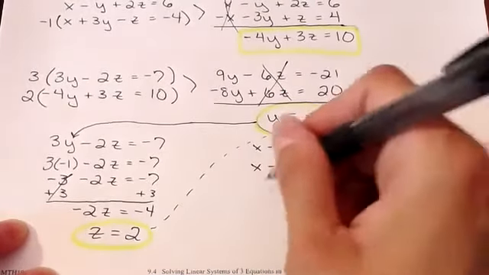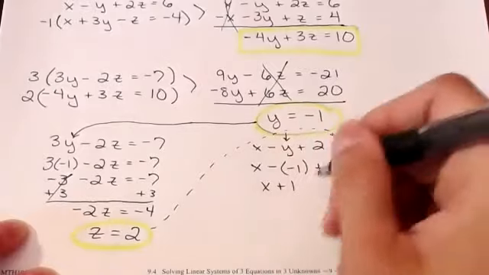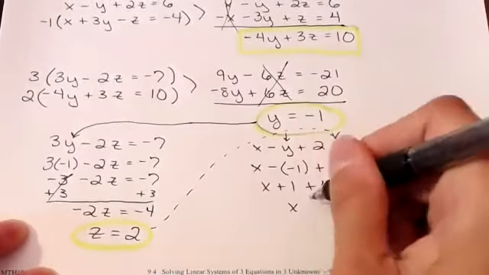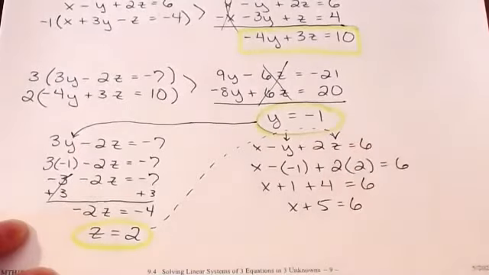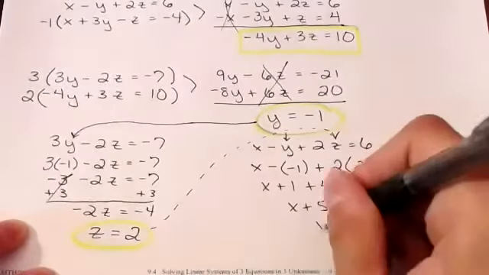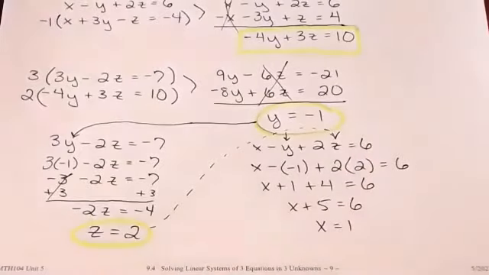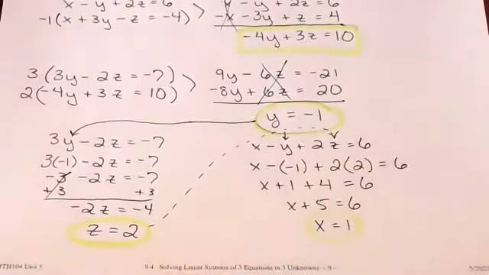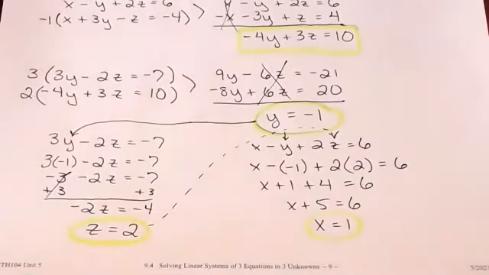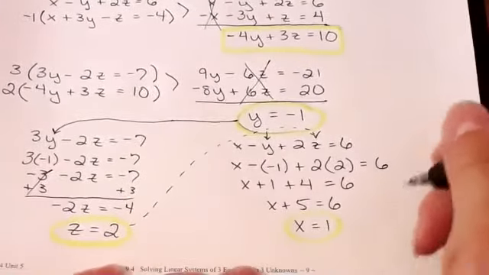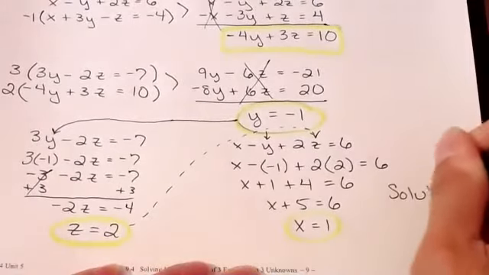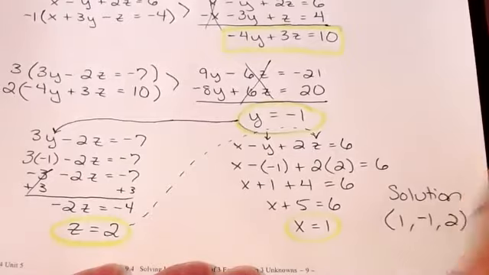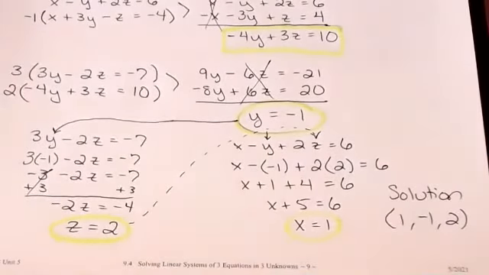And then we solve. X plus 1 plus 4 is equal to 6. X plus 5 is equal to 6. Subtract 5, and we get that x is equal to 1. And there's your third solution. Make sure you write your answer as an ordered triple. So I'm going to say that my solution is 1, negative 1, 2. And now we're done.